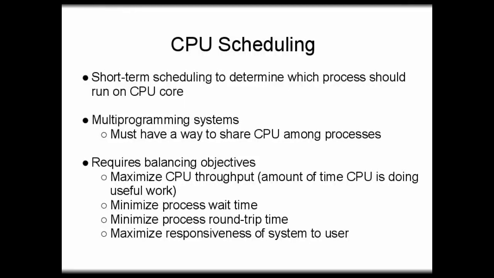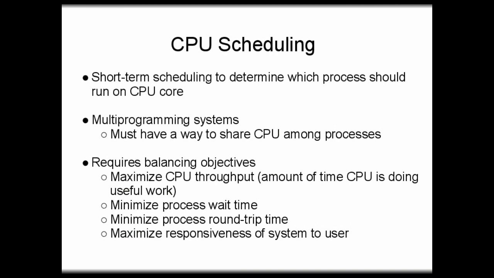CPU scheduling refers to the short-term scheduling of ready processes to run on CPU cores. This type of scheduling is needed for multi-programming systems, and it provides a way for the operating system to share CPU resources among multiple processes. In order to implement CPU scheduling effectively, a number of competing objectives must be balanced within the system.